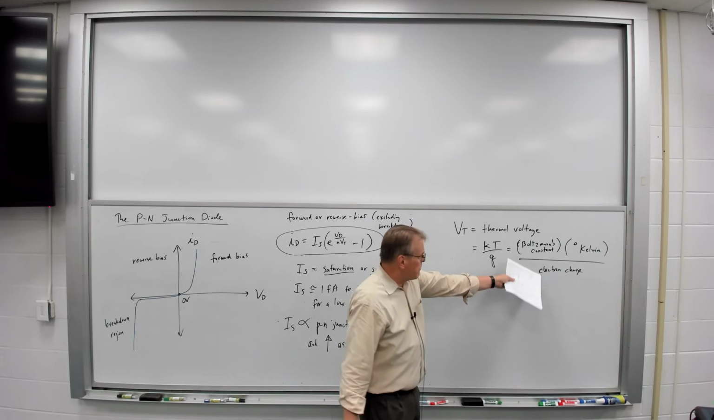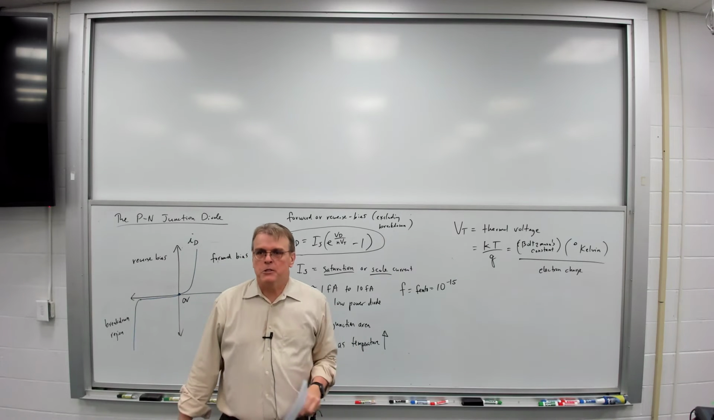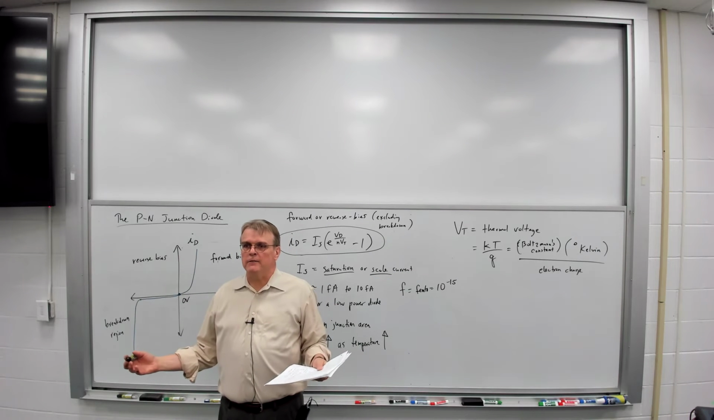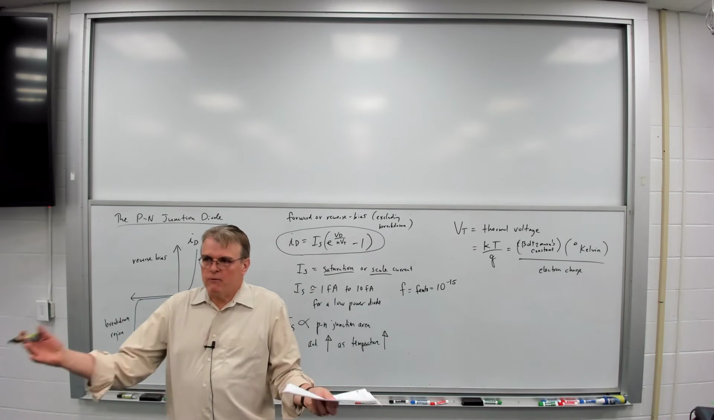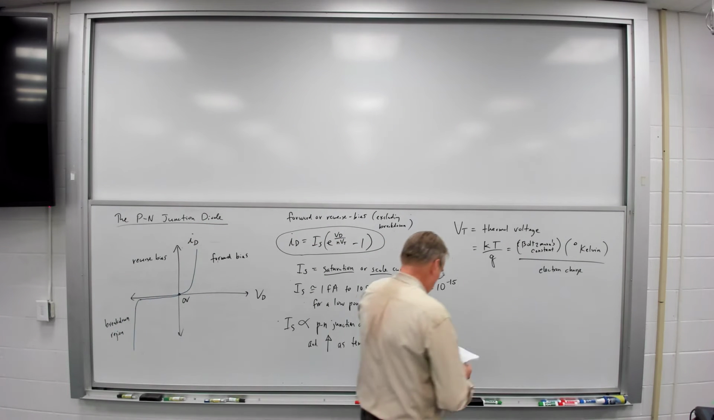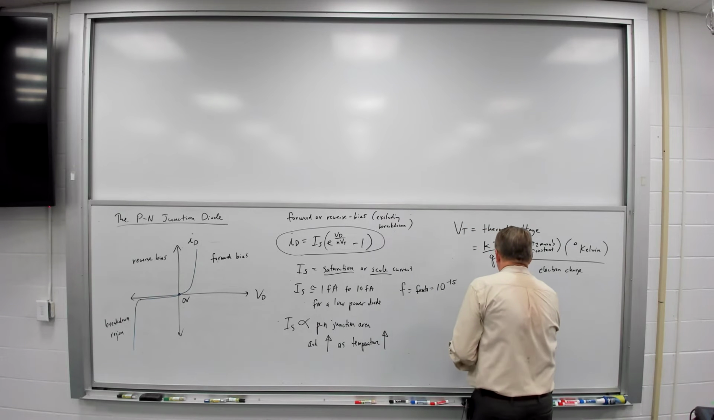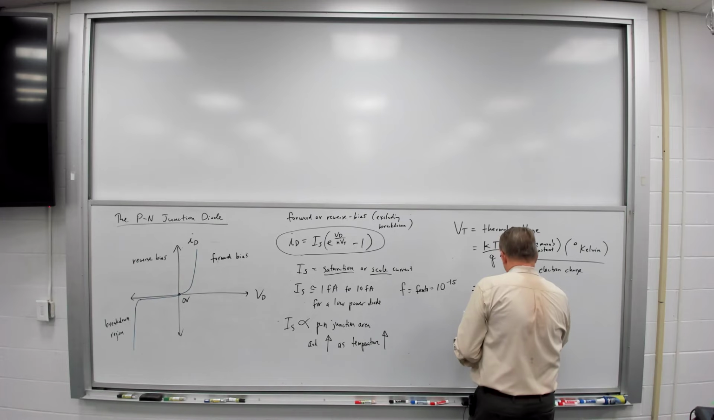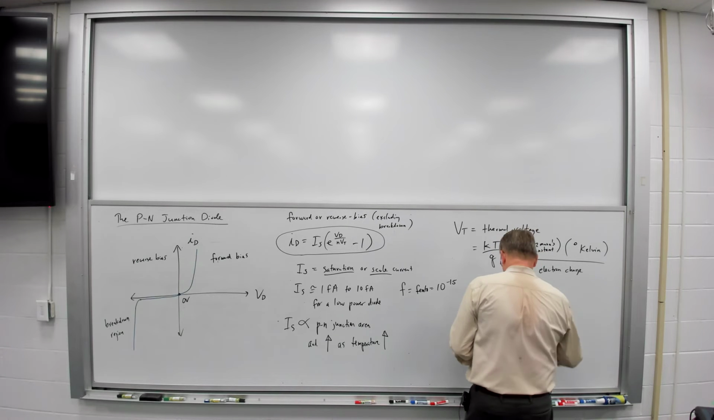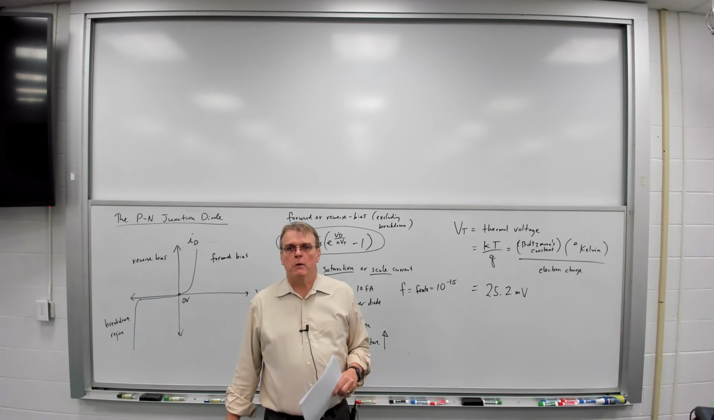Now, of these, Boltzmann's constant and electron charge are never going to change. But absolute temperature, in degrees Kelvin, obviously is a function of the environment that the diode is operating in. So, if you plug in the numbers, what you get is thermal voltage is equal to 25.2 millivolts at a temperature of 20 degrees centigrade.